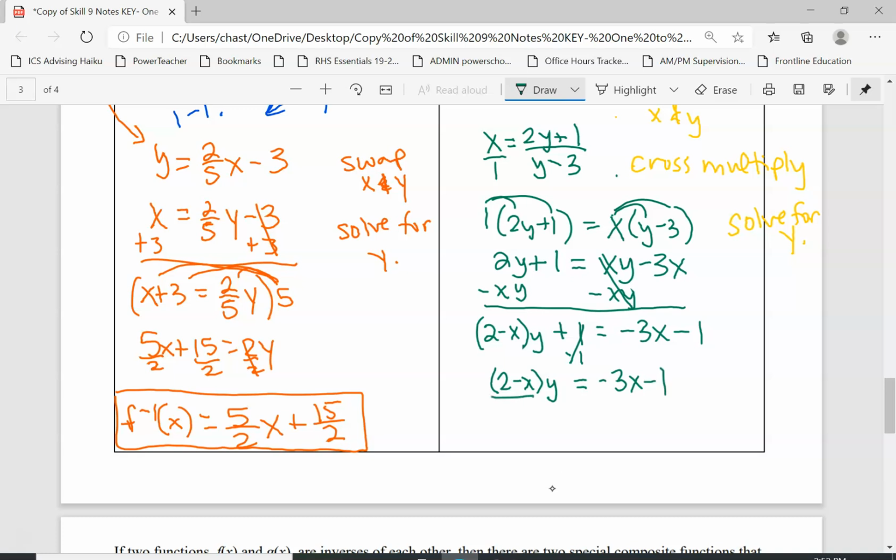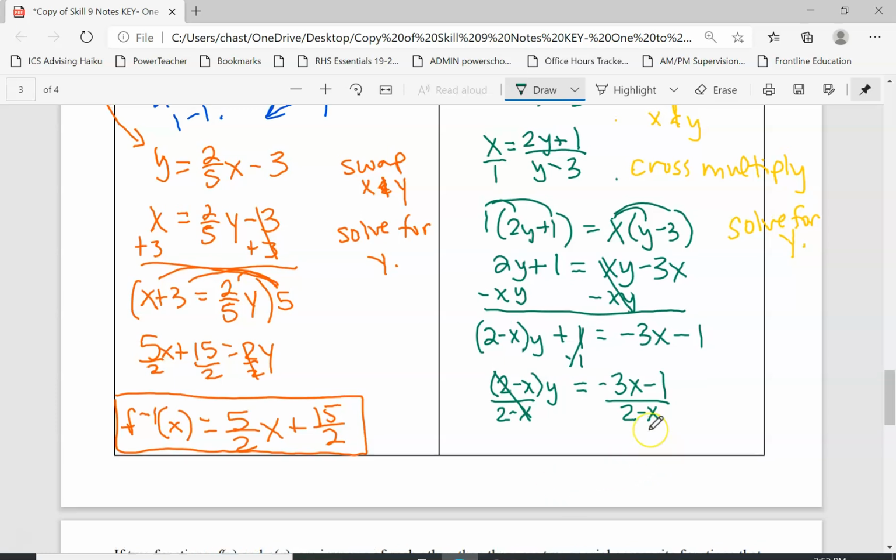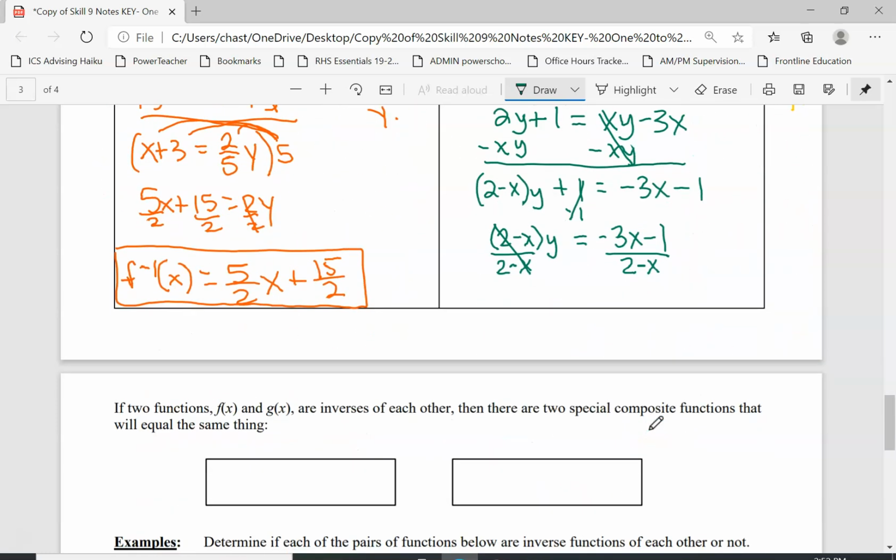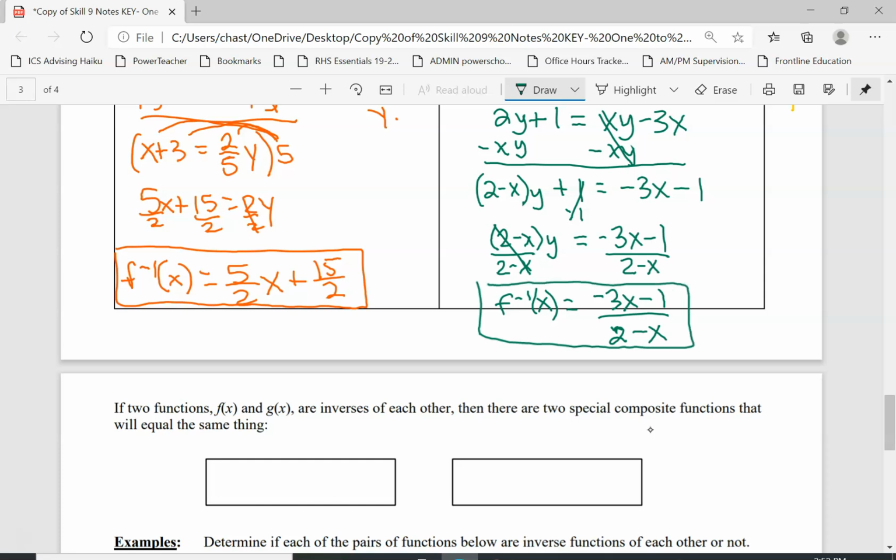So now to get that y by itself, we're going to divide both sides by 2 minus x. And we get y, or in this case, what was our variable again? f inverse of x equals -3x minus 1 over 2 minus x. Okay. Don't worry, I do have a plan to do another one of those in class, so if this example didn't make a lot of sense, we'll be practicing this more in class.